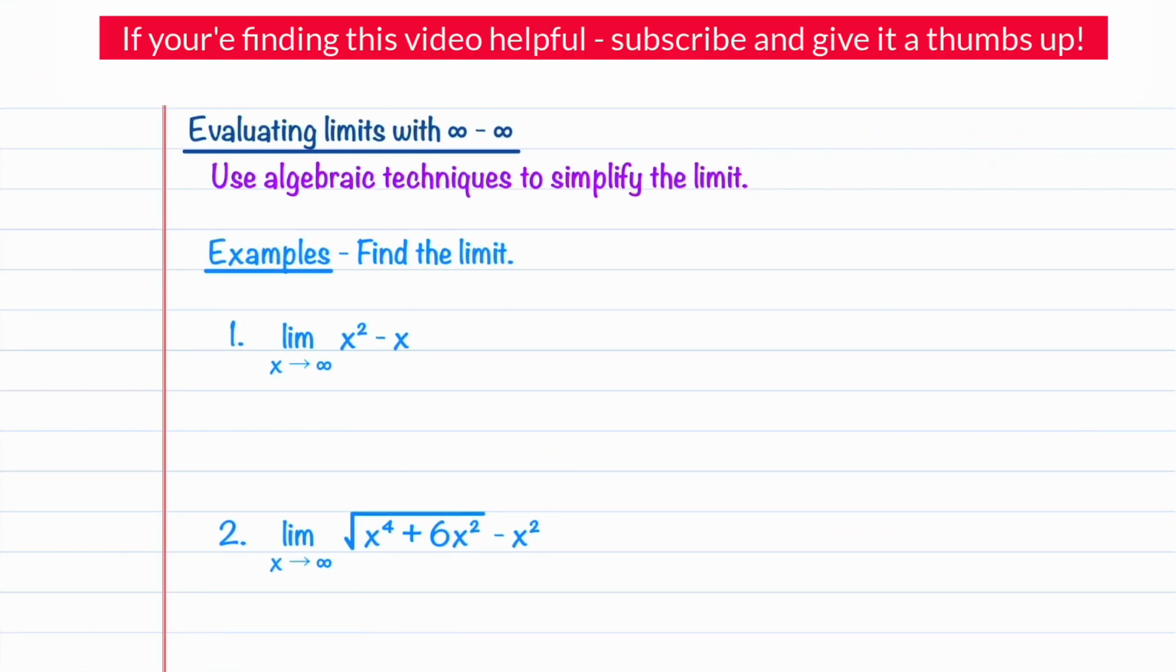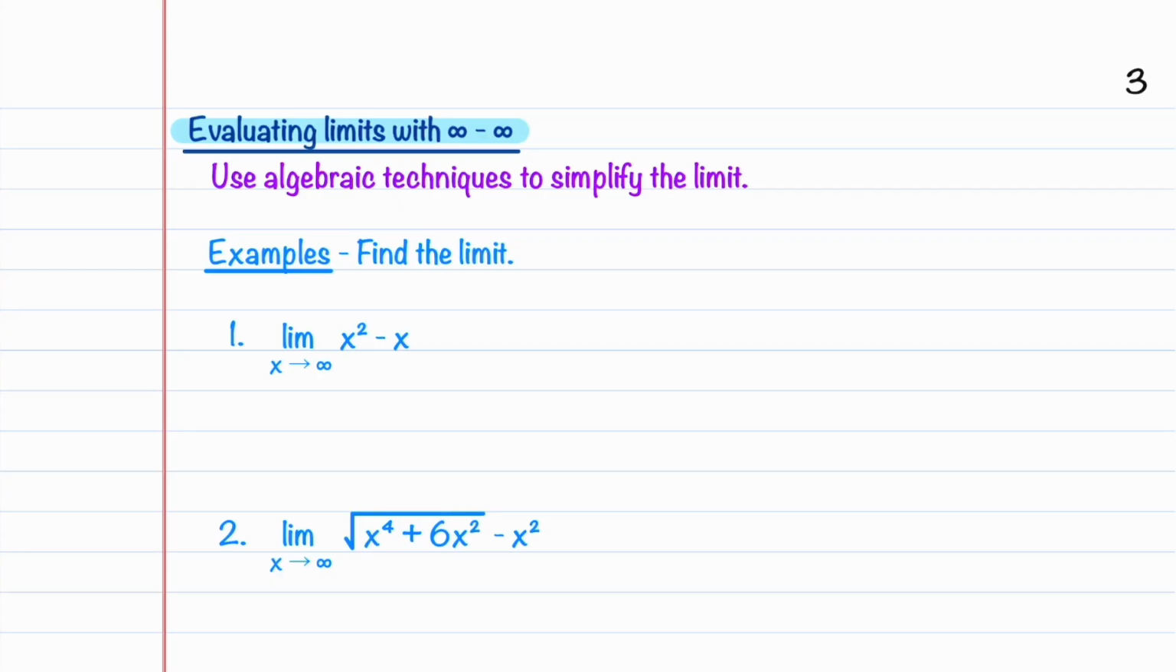Let's now look at how to evaluate limits that have the indeterminate form infinity minus infinity. To evaluate these types of limits, we're going to have to use algebraic techniques to simplify the limit. Those techniques can be factoring, getting a common denominator, or multiplying by a conjugate. I actually have a video on all of those techniques if you need to review that. Let's now look at our examples. In these examples, we are going to find the limit.